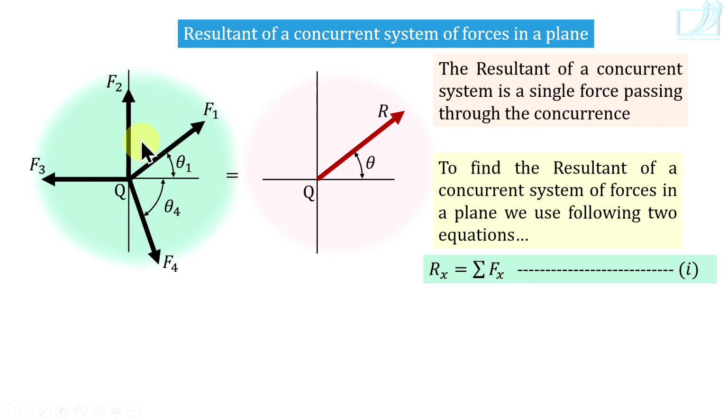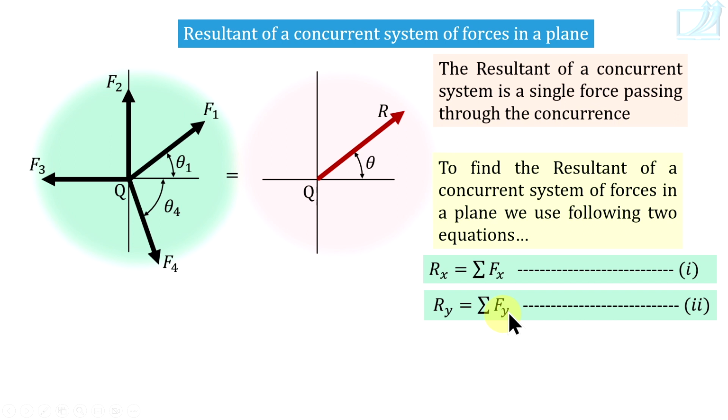All horizontal forces on the left hand side equal to all horizontal forces on the right side. That is the first equation. And Ry is equal to sigma Fy. All vertical forces on the right side equal to all vertical forces on the left side. So these two equations will give you magnitude and direction of resultant force.